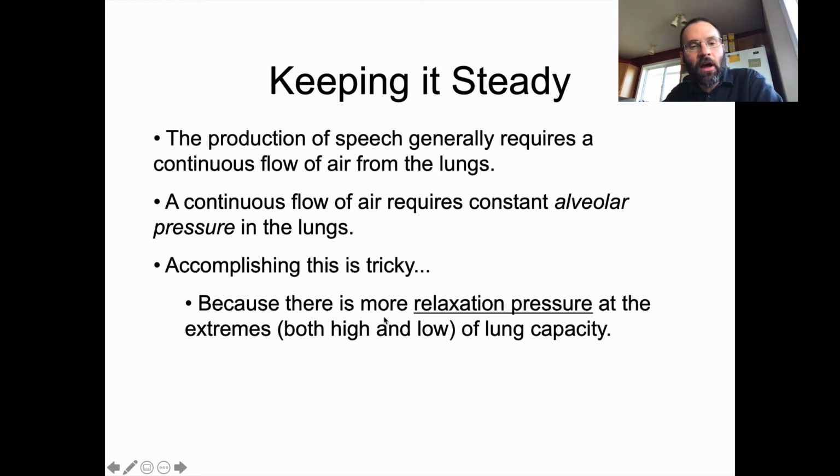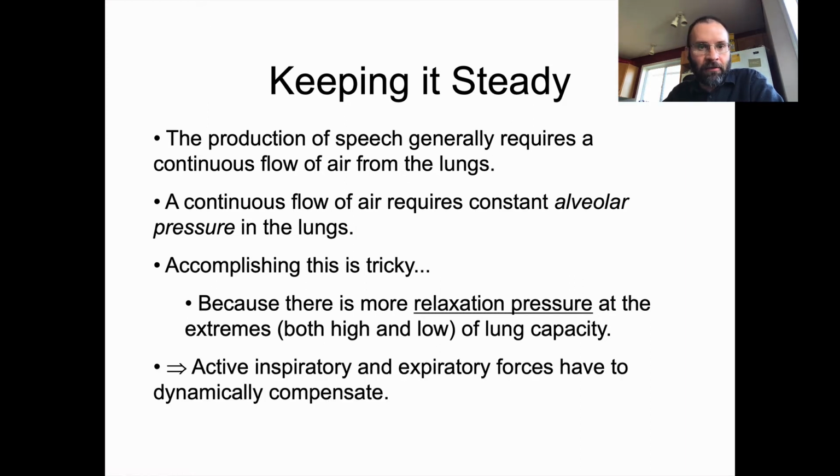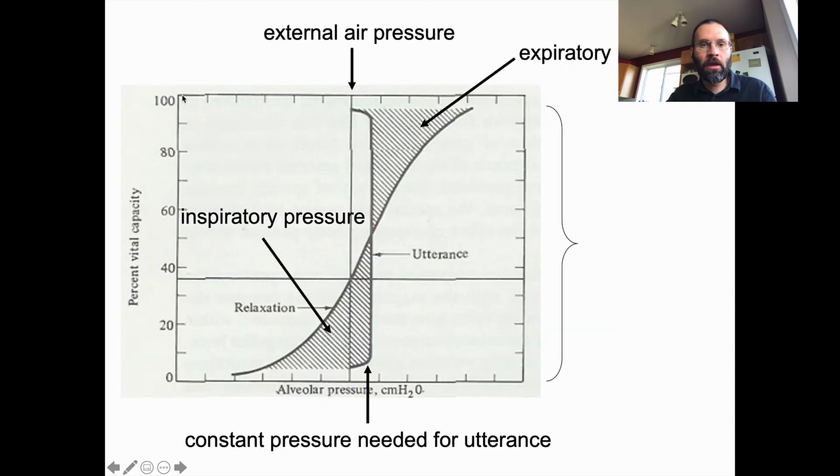Because at the extremes, you get more relaxation pressure, both high and low, of lung capacity. Sort of in the middle, if you don't push it too far, you get this nice linear relationship, but at the far high end and the low end, it becomes more of an exponential increase or decrease in relaxation pressure. And I'll show you some graphs to substantiate what I just said here in a second. So when you are pushing things past the equilibrium, you have to dynamically compensate with active inspiratory and expiratory forces if you want to keep things constant, if you want to have a constant alveolar pressure in your lungs to provide a continuous flow of air coming out of your mouth.